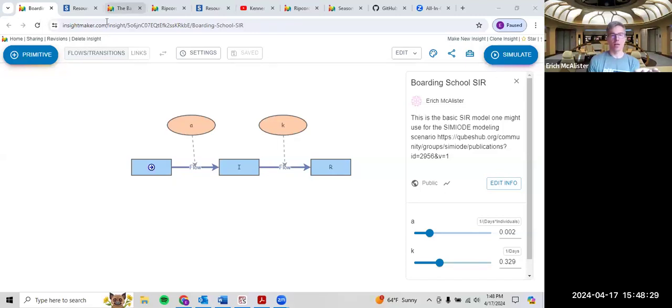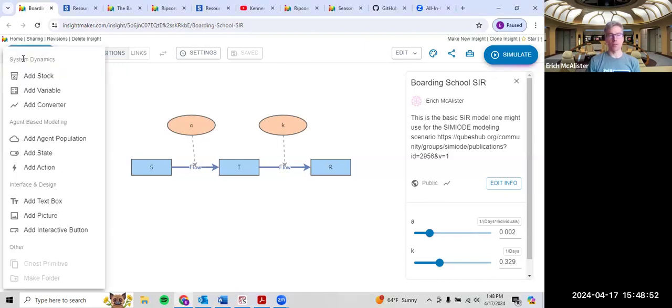New share, actually get to that. So here is our insight. This is what it looks like. So we have S, I, and R. S, I, and R are so-called primitives in Insightmaker. They are stocks. If you want to add a primitive, you can go up here and say plus primitive and say add stock, add variable, add converter. We're going to talk about converters later.